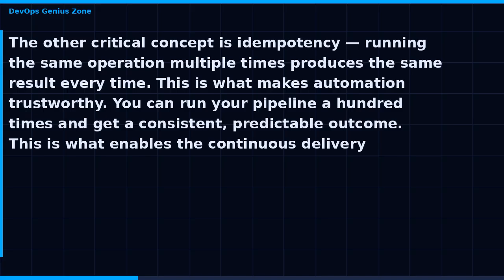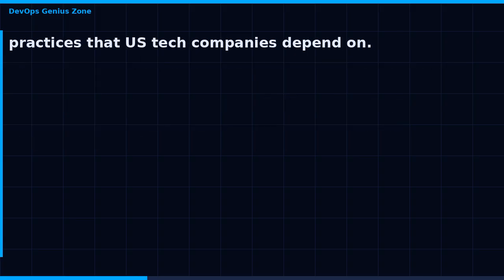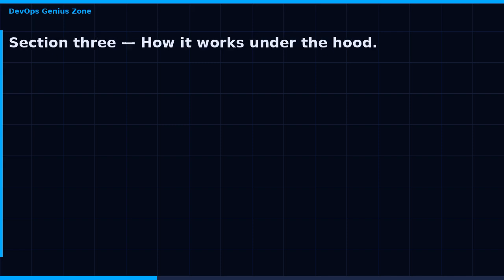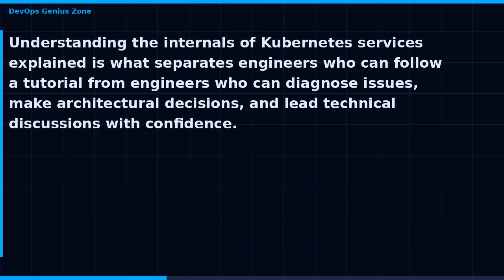Section 3: How it works under the hood. Understanding the internals of Kubernetes Services Explained is what separates engineers who can follow a tutorial from engineers who can diagnose issues, make architectural decisions, and lead technical discussions with confidence. When you interact with Kubernetes Services Explained, there is a control layer that receives your instructions, validates them, computes the difference between the current state and your desired state, and then executes the operations needed to close that gap.